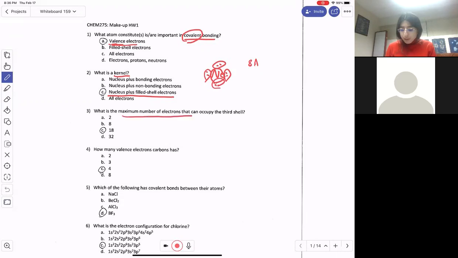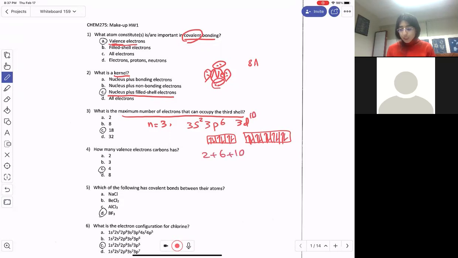The maximum number of electrons that occupy the third shell. Remember, third shell, n equals 3, has s, p, d orbitals, and then I write 3 because it's the third shell. S orbitals can have 2, we have 3 p orbitals, each of them has 2 electrons, remember, 6. And then the similar thing for d, 1, 2, 3, 4, 5, 6, 7, 8, 9, 10. And then you add 2 plus 6 plus 10, which is 18. I hope that makes sense.